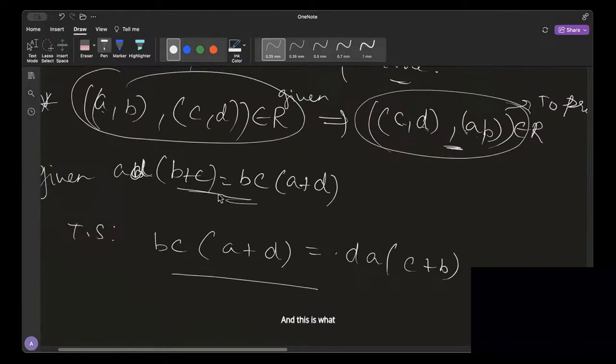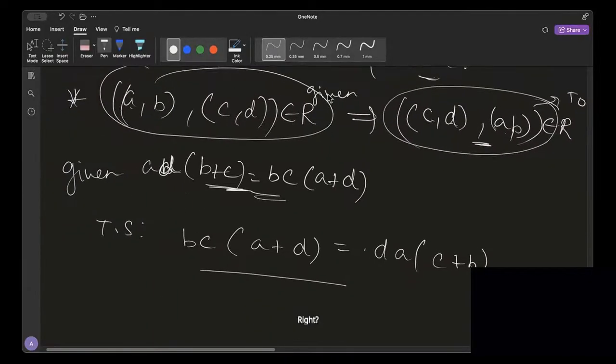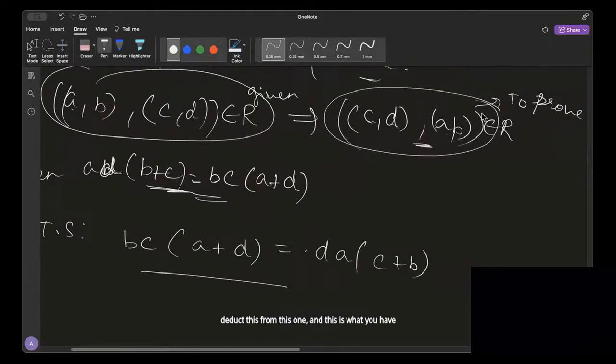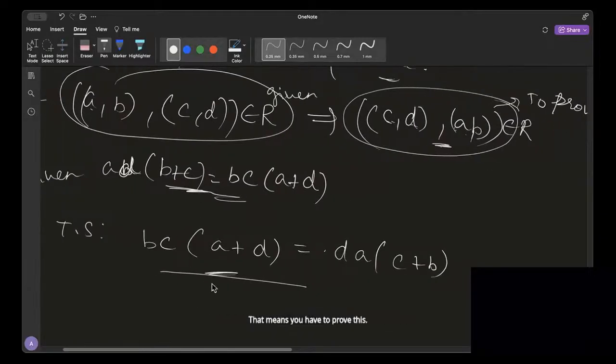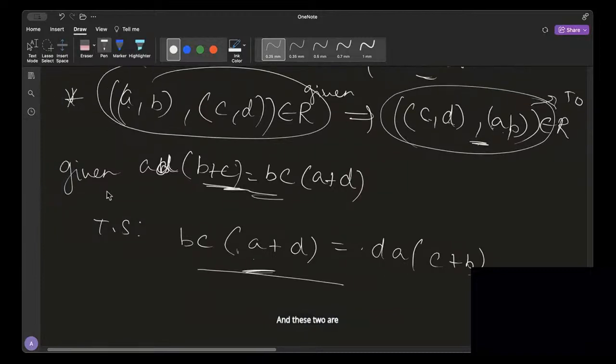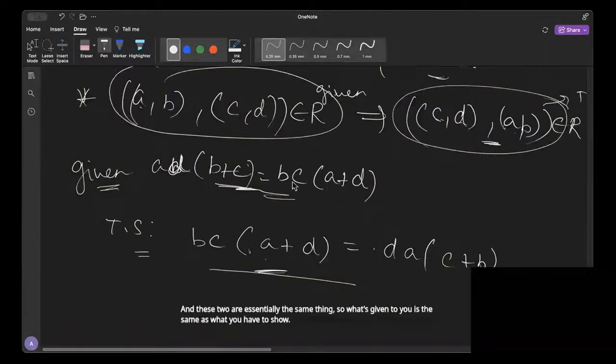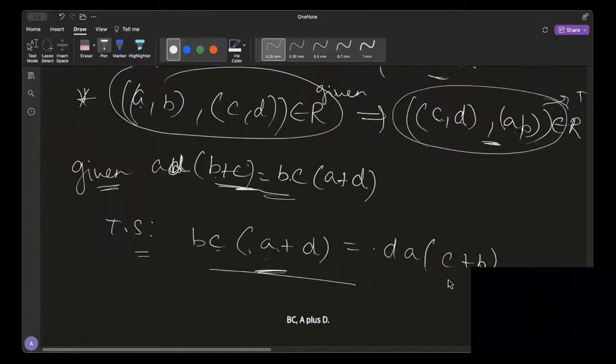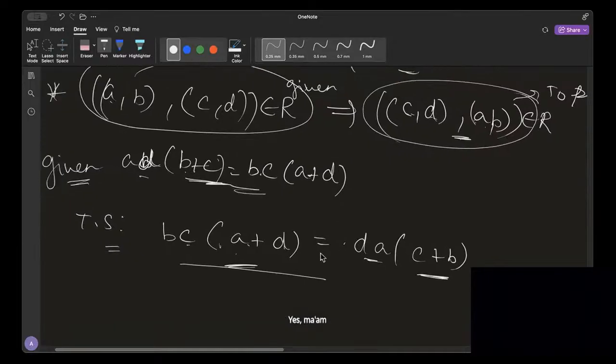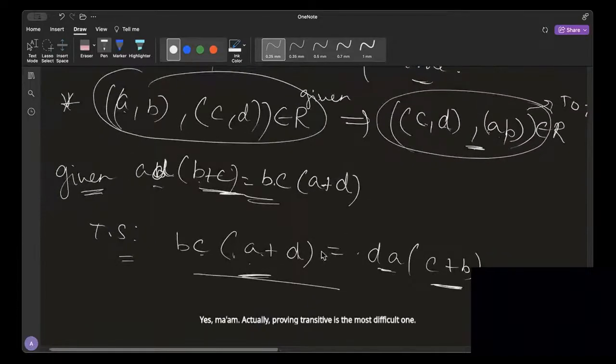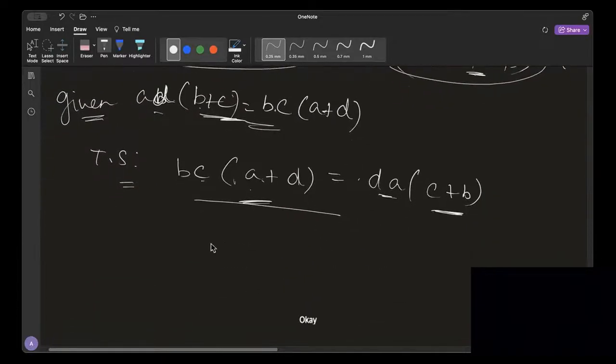And this is what is given to you, right? This is given, so you can deduce this from this one. And this is what you have to prove. That means you have to prove this. And these two are essentially the same thing. So what's given to you is the same as what you have to show. A plus D, B plus C, and AD. Right? Actually, proving transitive is the most difficult one. Okay, so this implies this is symmetric.